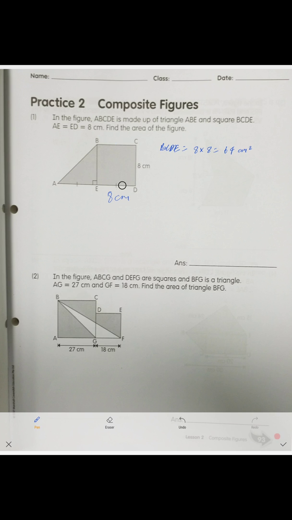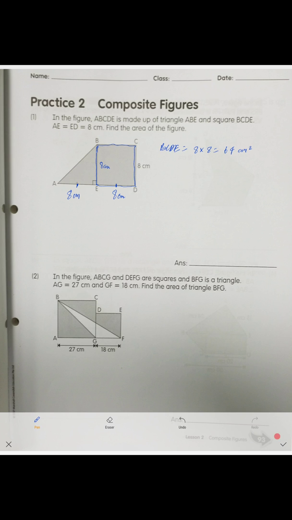Now look at this symbol. As we just said, this is 8 centimeters, 8 centimeters. So this side, they tell us, is equal to this side. So this is 8 centimeters. If this is 8 centimeters, then this side, the side of the triangle, is also 8 centimeters, because it's the side of the square.